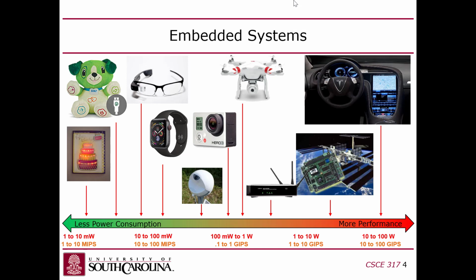So in general, processors will range from 1 to 10 milliwatts with 1 to 10 million instructions per second, all the way up to 10 to 100 watts with 10 to 100 billion instructions per second. Looking at actual systems, this would span the range of a light-up greeting card or a toy, all the way up to the computer that controls the autopilot in a Tesla, right? So each one of these systems has this trade-off, and the more performance you need, the more power consumption is required.